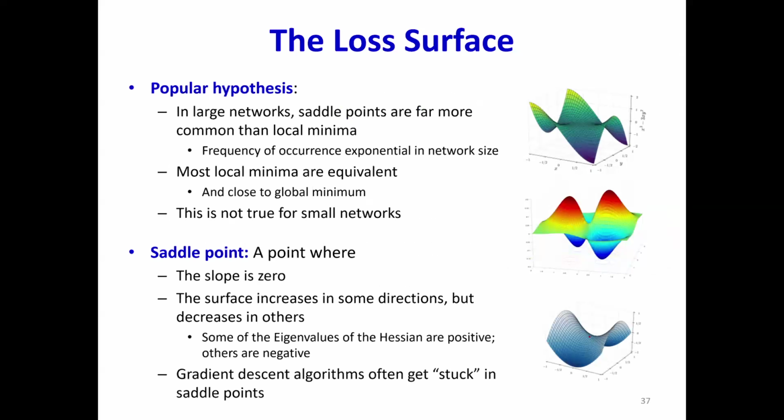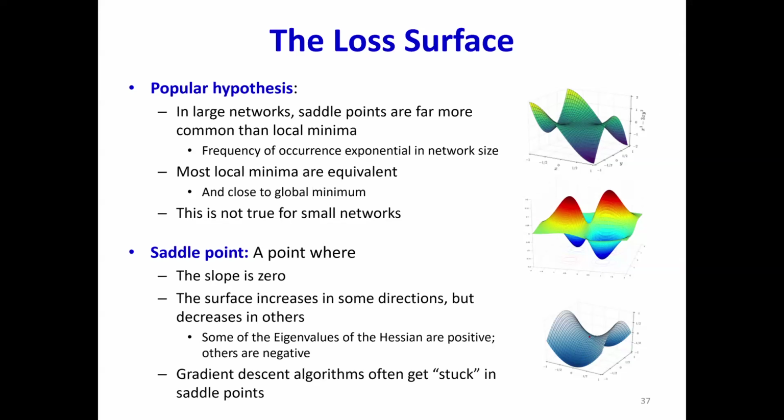And what does the loss surface actually look like? There are many, many papers on this subject, and almost all of them indicate that the loss surface has far more saddle points than local minima. A saddle point is one where it's a minimum in one direction, but not a minimum in the other direction, like the picture over here, like a saddle. The slope is 0, and the surface increases in some directions and decreases in other directions. Now, if you started off out here, gradient descent is going to find its way to this point where the derivative is 0, and it's just going to get stuck there.